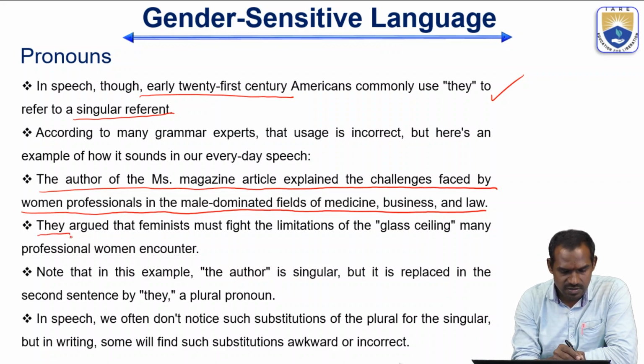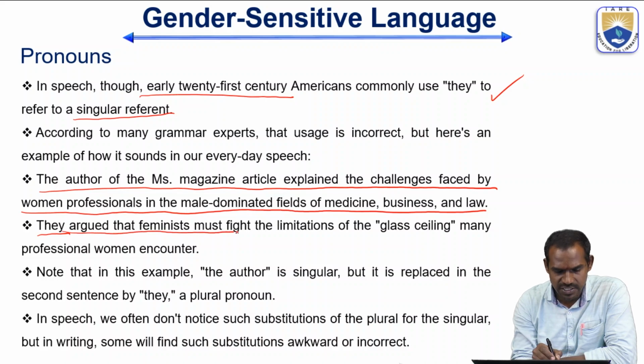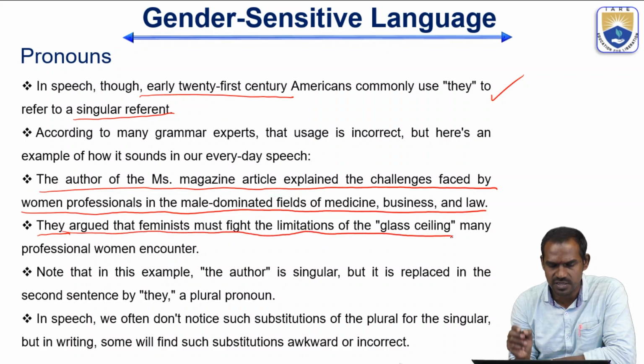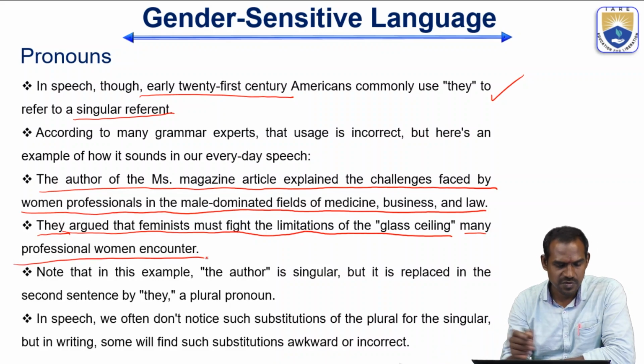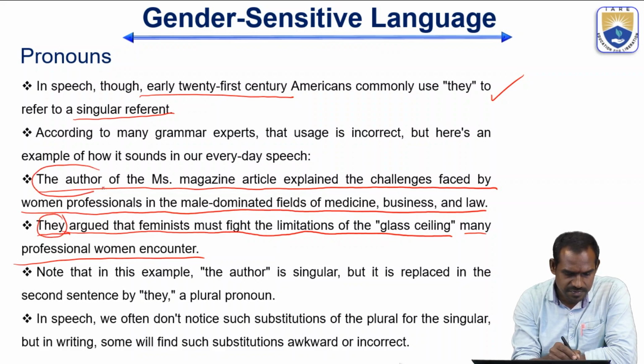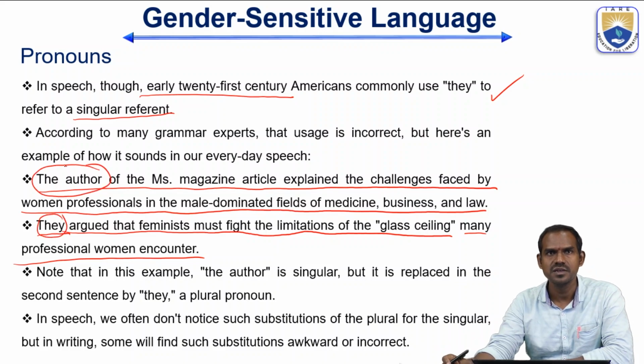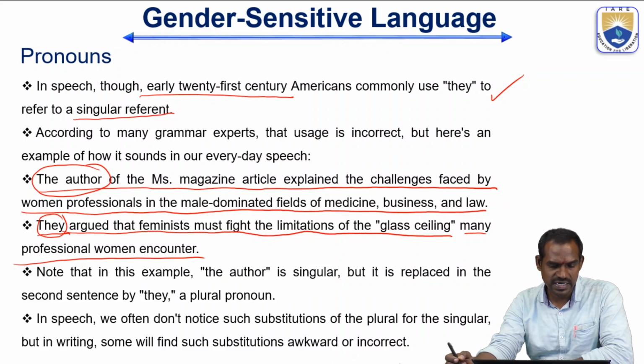They argued that the feminists must fight the limitations of the glass ceiling many professional women encounter. Here they is used for the author, but the author is a singular noun, whereas they is used for a plural noun. But in the early 21st century, Americans used they for referring to a singular referent, as I have shown here. Note that in this example, the author is singular, but it is replaced in the second sentence by they, which is a plural pronoun.